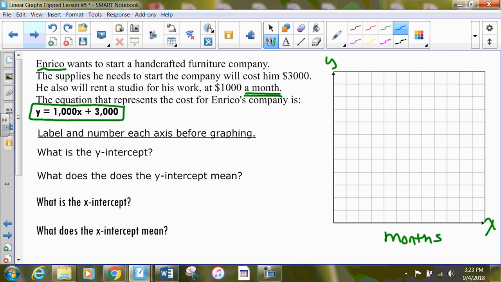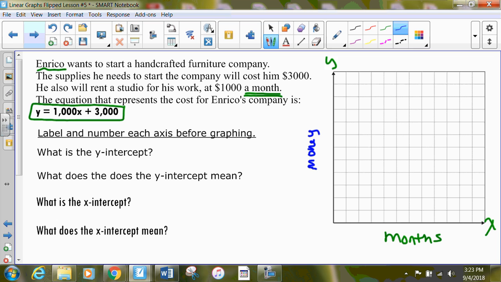All right, so let's see. Let's look at the y-axis. And the y-axis is going to be about the money that he makes, right? So he's going to try to make money. So we'll just put money. We're going to call it revenue in just a second.